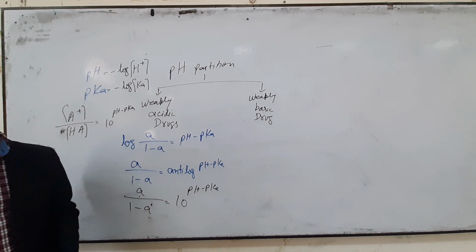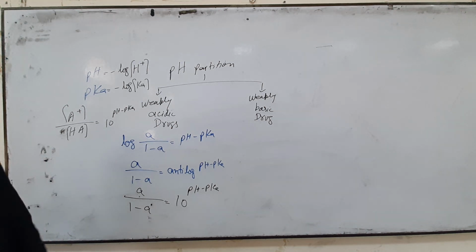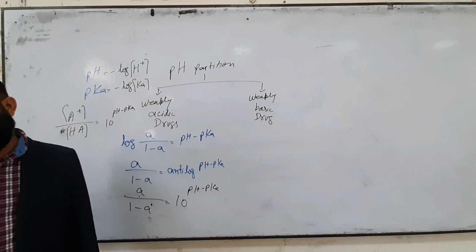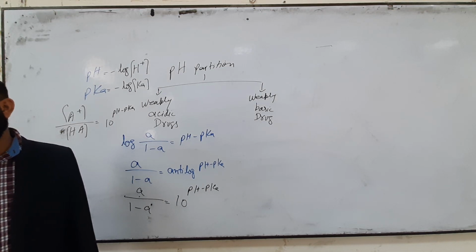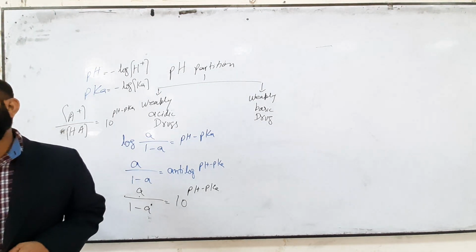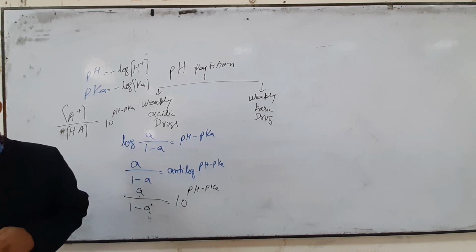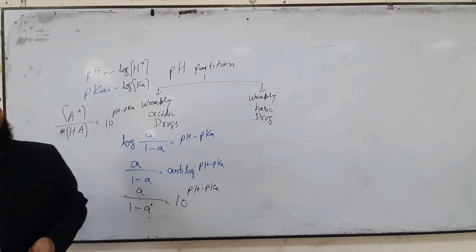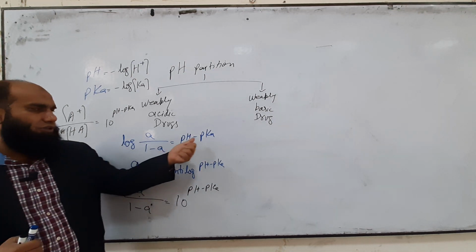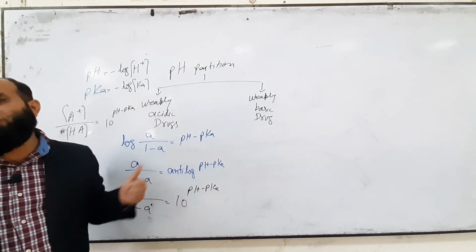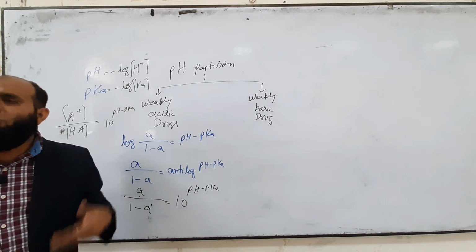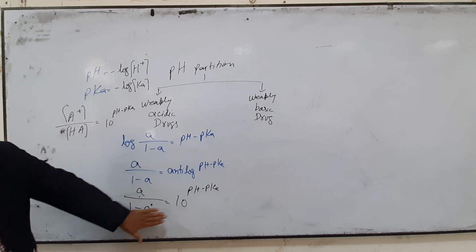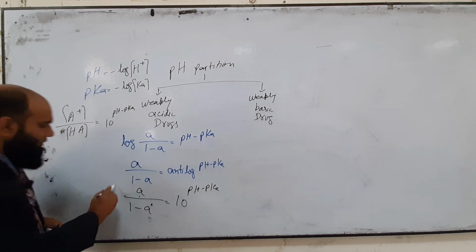Okay, we want to clear our concept. For example, we are discussing a weakly acidic drug, which is acetyl salicylic acid, aspirin. If we take aspirin, its pKa value is 3, and we are assuming the drug is present in that area where the pH of the medium is also 3. Okay, what will happen? We will put the values here because this equation seems very simple.